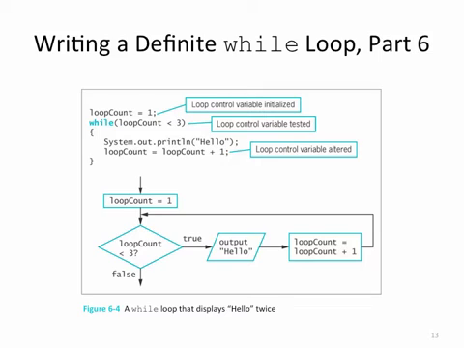Here's another example. Loop count equals 1 while loop count is less than 3. System.out.println hello, loop count equals loop count plus 1. So we've initialized loop count, we've tested loop count, and we've updated loop count. And take a look at what that looks like in a flow chart. We initialize loop count equals 1. We test loop count less than 3. If it's true, we output hello, and we update loop count equals loop count plus 1.